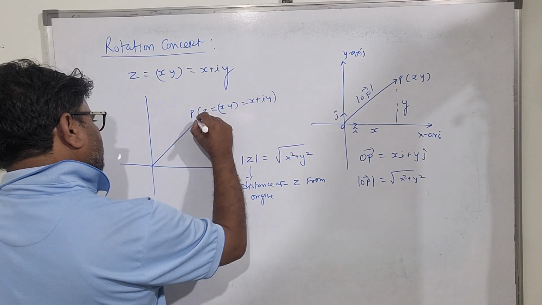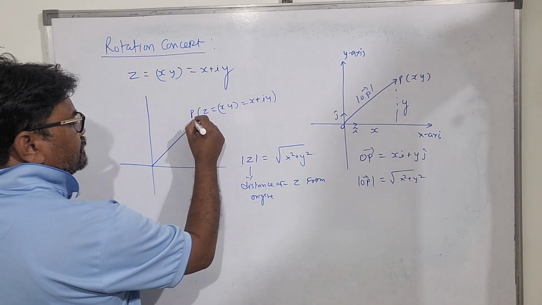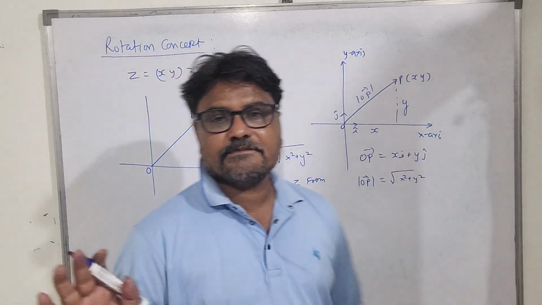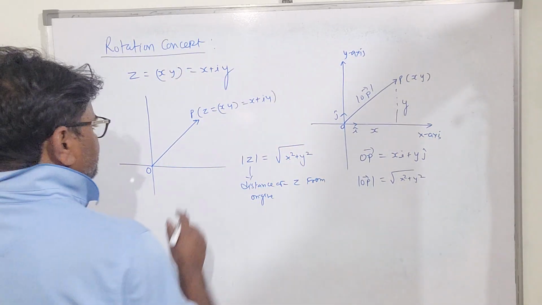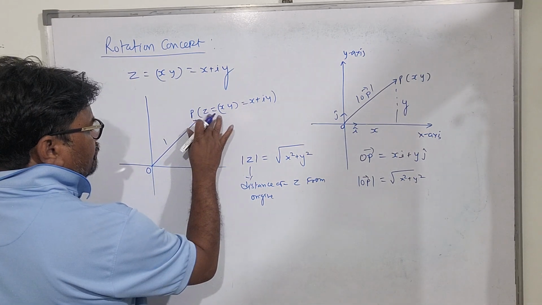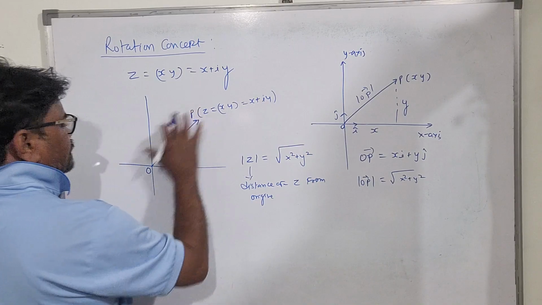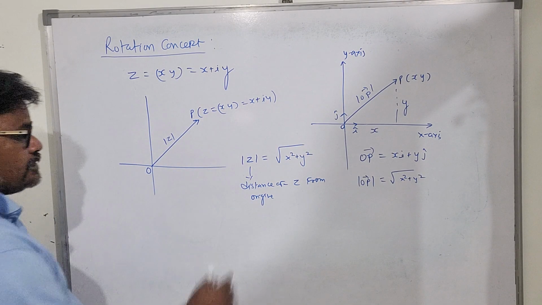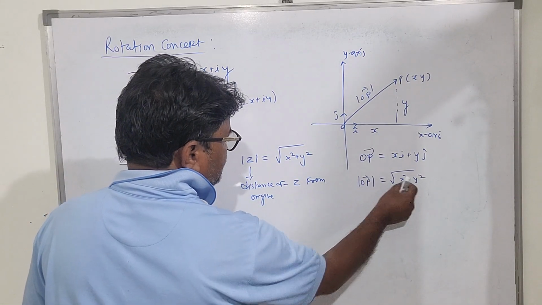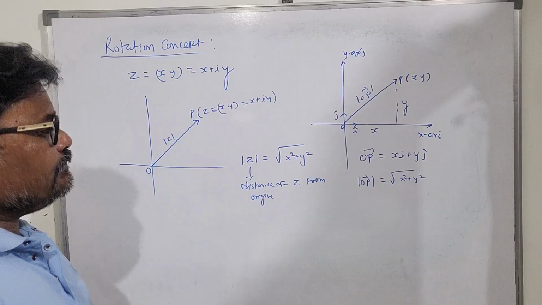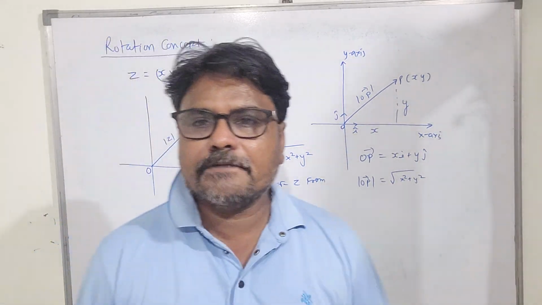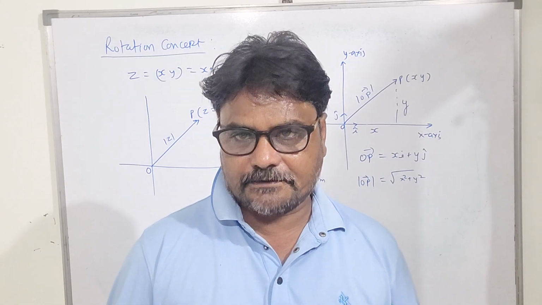So every complex number can be represented by vector OP. Every complex number can be represented by a vector. So this OP vector is represented by this complex number z, and the length of this arrow is given by modulus of z, and modulus of z is square root of x square plus y square. In vector algebra, the magnitude of vector OP is again square root of x square plus y square. Therefore, we can say that every complex number in Argand plane can be represented by a vector.